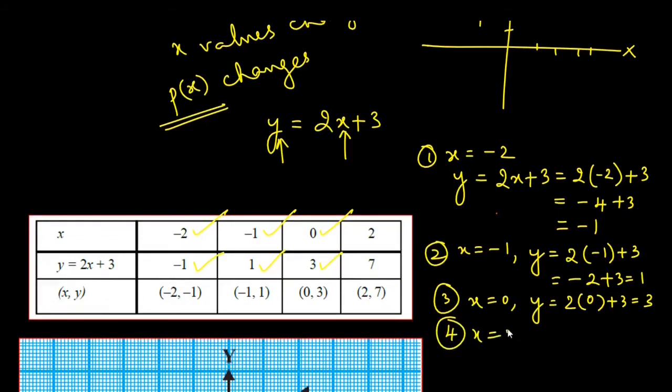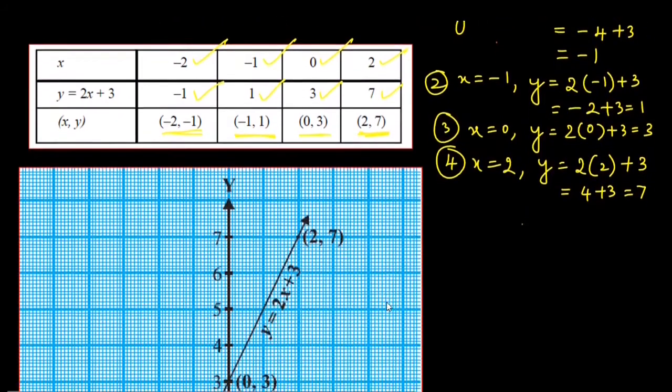For x is equal to 2, y is equal to 2 into 2 plus 3. This is 4 plus 3 is equal to 7. For x is equal to 2, we got y is equal to 7. So here we have taken 4 points. The xy points are (-2, -1), (-1, 1), (0, 3), (2, 7).